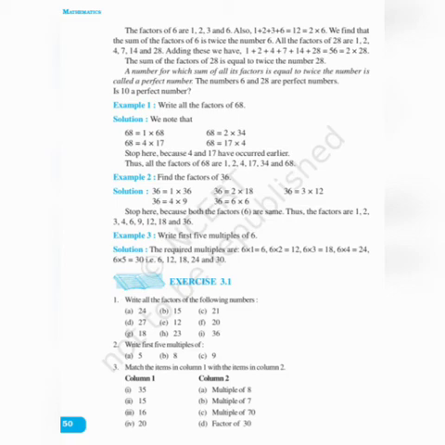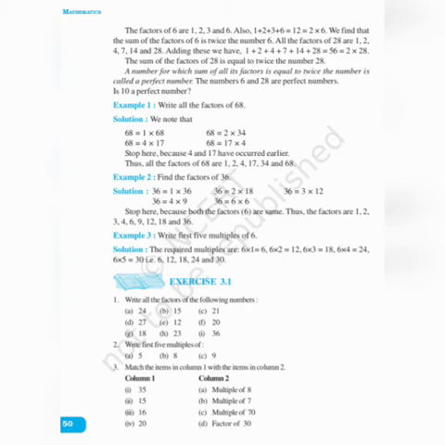Only in these tables it will come. So factors are always finite and less than or equal to that number, 68. So what are the factors of 68? 1, because it comes in the one table; 2, it comes in the 2 table; 4, it comes in the 4th table; 17, it comes in the 17th table; 34, it comes in the 34th table; then 68, it comes in the 68th table.